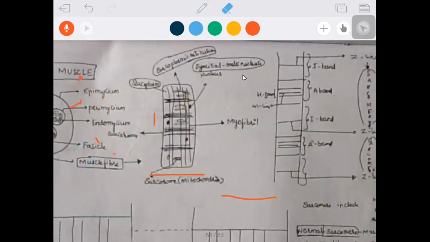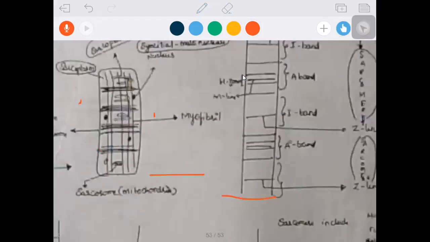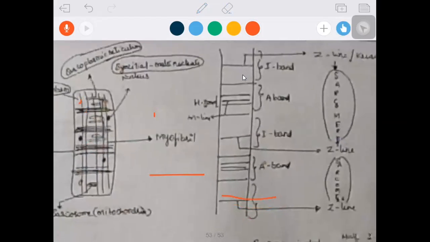That one myofibril is pulled out, showing the arrangement of thick and thin filaments in an alternate manner. You can see here clearly the I band and the A band. The center of the I band is the Z line. The center of the A band is the H zone, and the center of the H zone is the M line.